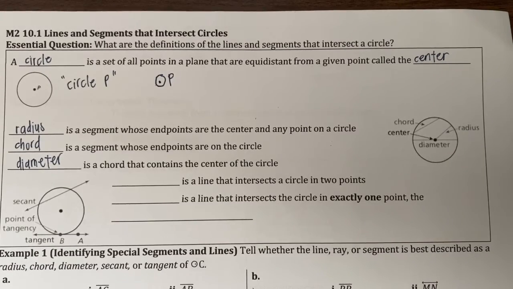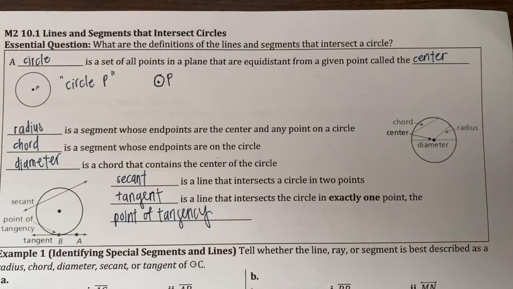A chord is a segment whose endpoints are on the circle. Over here we have an example of a chord. Notice that it intersects the circle at 2 points. A diameter is a special kind of chord that contains the center of the circle. Here is a diameter. Again, the endpoints are on the circle, and it crosses through the center. We also know the diameter is made up of 2 radii.